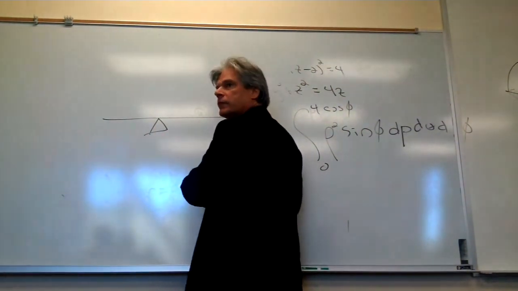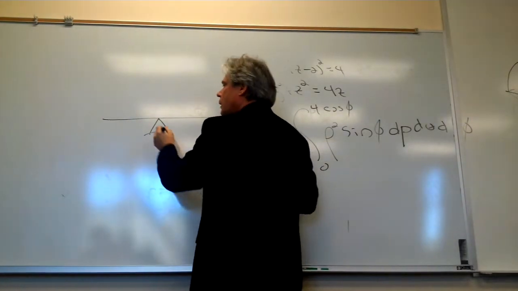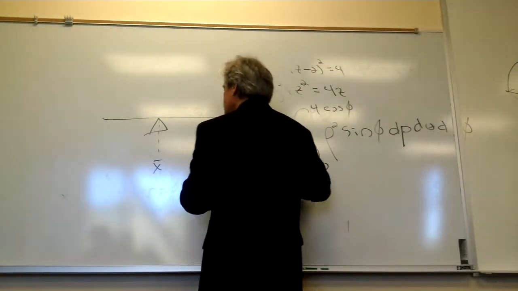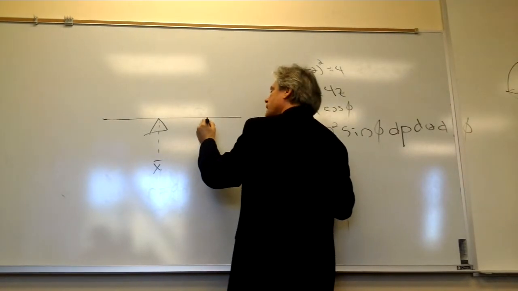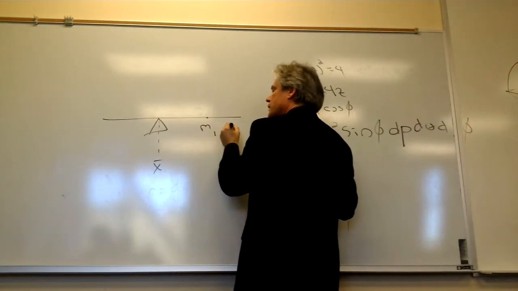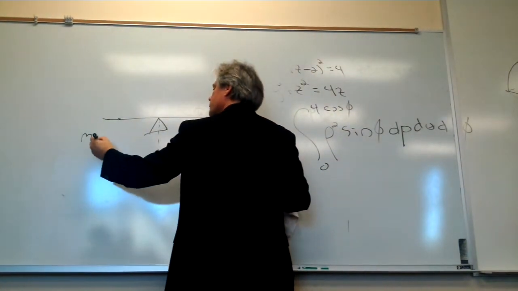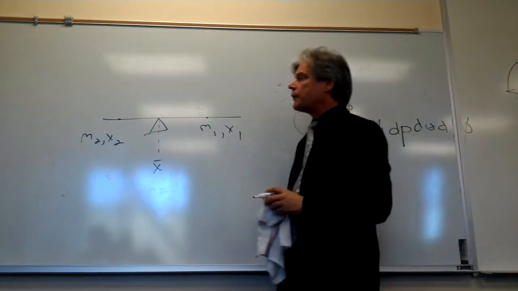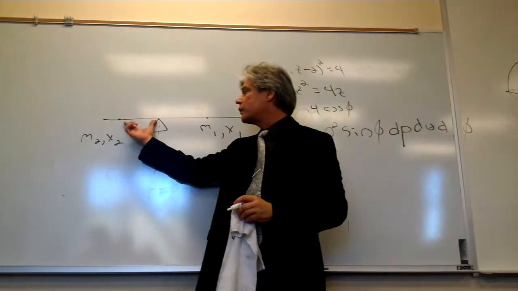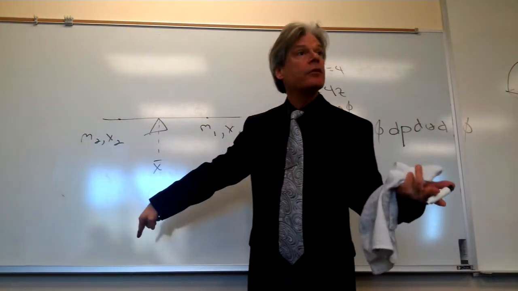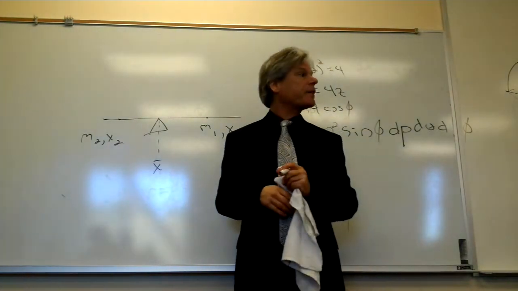I've got a fulcrum and a scale. I want to talk about the fulcrum's location, say x bar. Let me talk about one particle right here whose mass is m1 and whose position is x1, and a particle here whose mass is m2 and whose position is x2. If x2 is closer to x bar than x1, then m2 has to be greater in value for the scale to balance out.